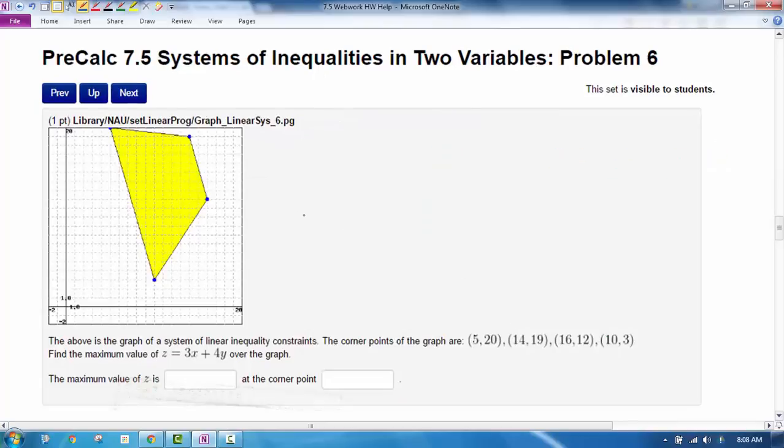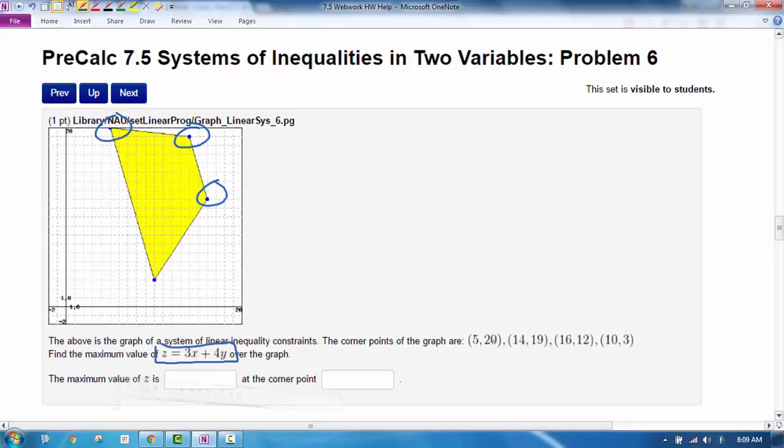Okay, this is a linear programming problem where you're given a constraint region, which they have graphed for us, which is nice. They even give us the corner points, so we don't have to find those. And they want us to maximize this equation right here. So we're choosing one of these points that maximizes this equation. Obviously, it's either this point or this point, because what maximizes this equation is the larger x and larger y values. So we're going to test those points, plug those points in.